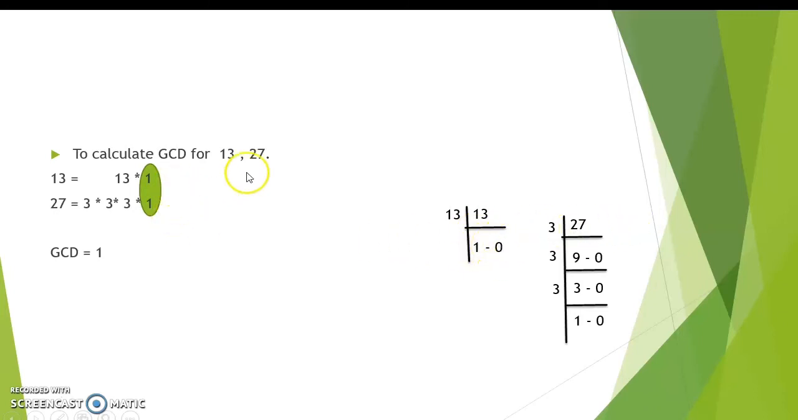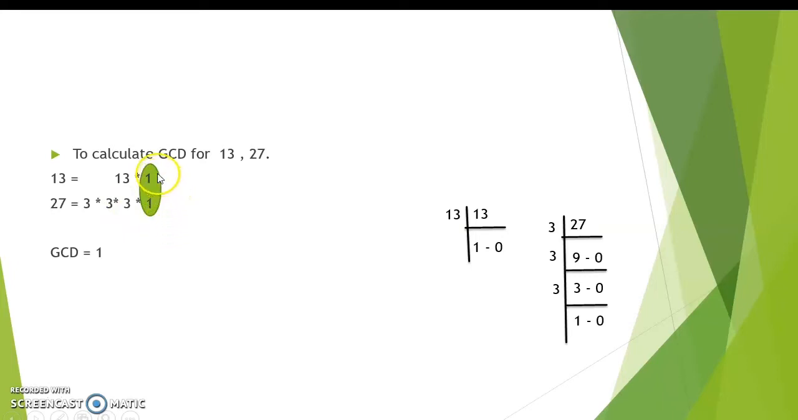Then the other number is 27. We take the smallest number for division, 3. 9 3s are 27, so 9 is the quotient and the remainder is 0. Again we divide 9 by 3. 3 3s are 9, so 3 is the quotient and the remainder is again 0. Again we divide 3 by 3: 3 by 3 is equal to 1 quotient and 0 remainder. So we write the prime factors of these numbers: 13 equals 13 into 1, and 27's prime factors are 3 into 3 into 3 into 1.